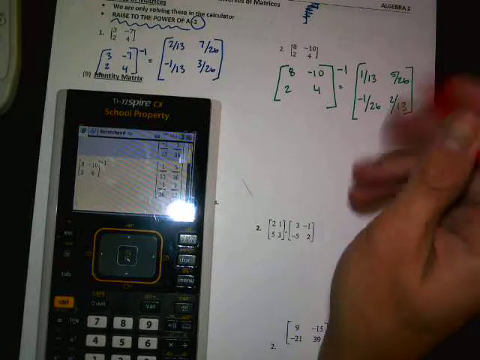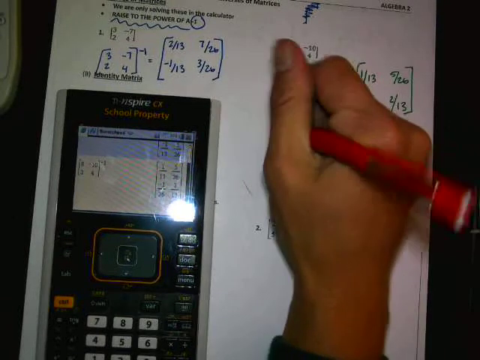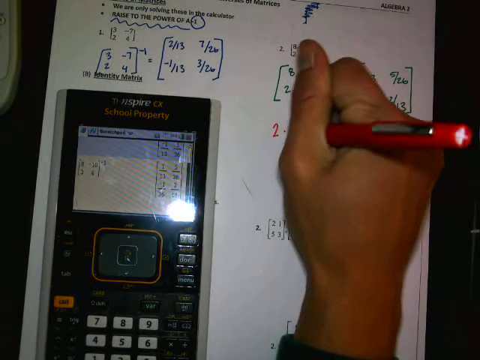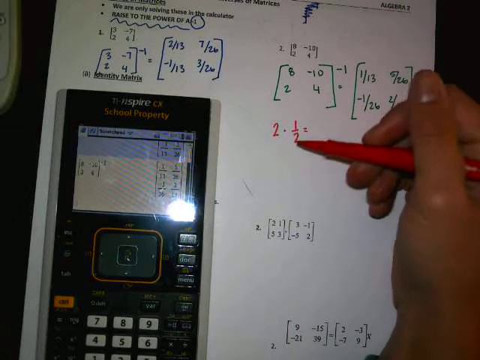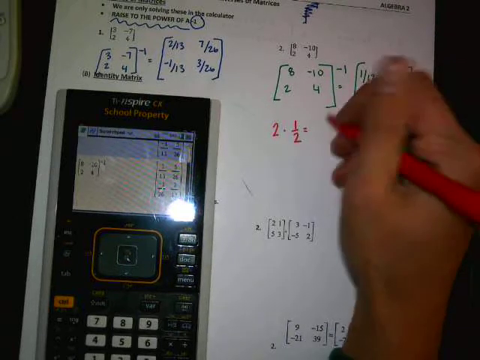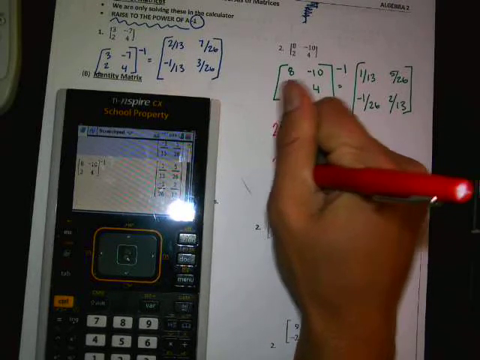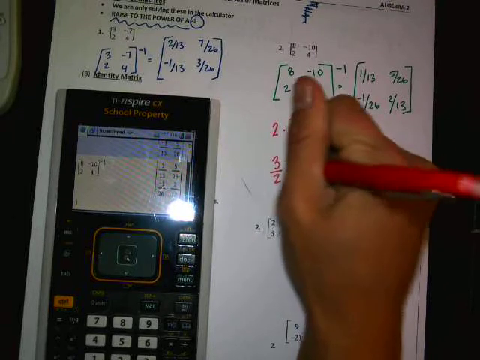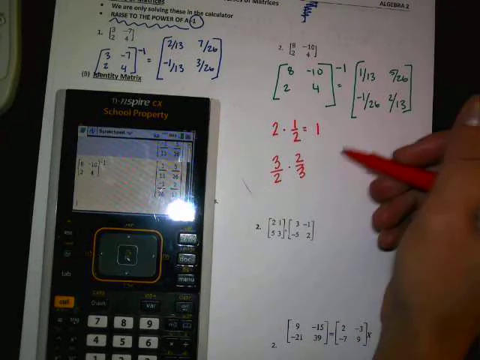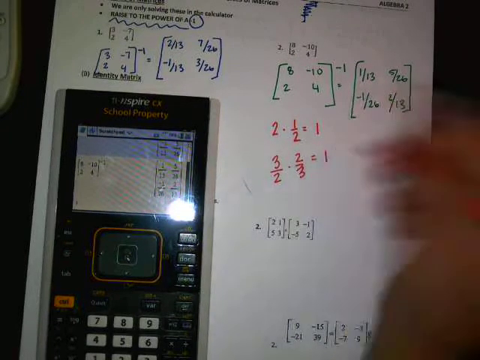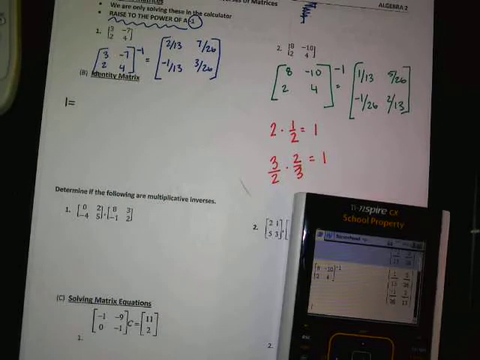All right. So, to reiterate, 2 and 1/2 are inverses of each other because it's like dividing by 2, right? What is 2 times 1/2? 1. Okay. 3 over 2 and 2 over 3 are also inverses of each other because when you multiply them, you get 1. So the point here is if you have 2 matrices and you multiply them and you get 1, they're inverses.